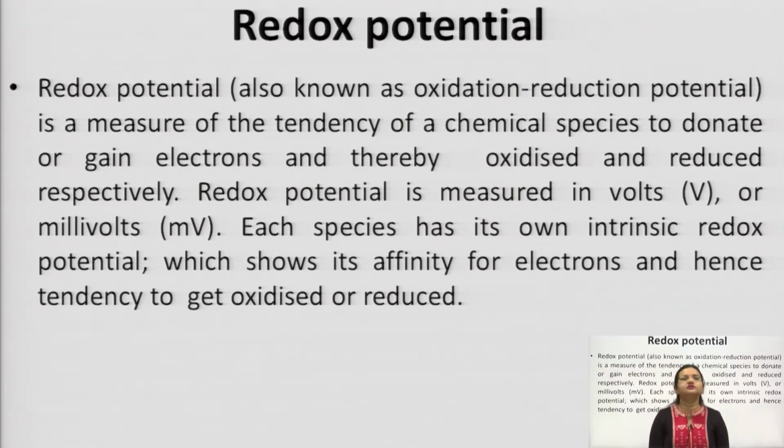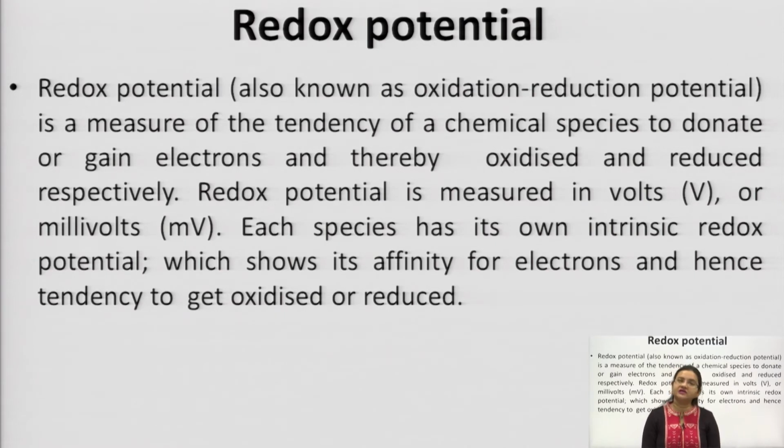Redox potential, also known as oxidation reduction potential, is a measure of tendency of a chemical species to donate or gain electrons, thereby getting oxidized and reduced respectively. So redox potential या oxidation reduction potential क्या होता है? Oxidation reduction potential या redox potential is measure, एक measurement है कि आपका रिएक्शन में कितना हद तक, कितना लिमिट तक ऑक्सीडेशन हो गया है और कितना लिमिट तक, कितनी कैपेबिलिटी तक रिडक्शन हो गया है.